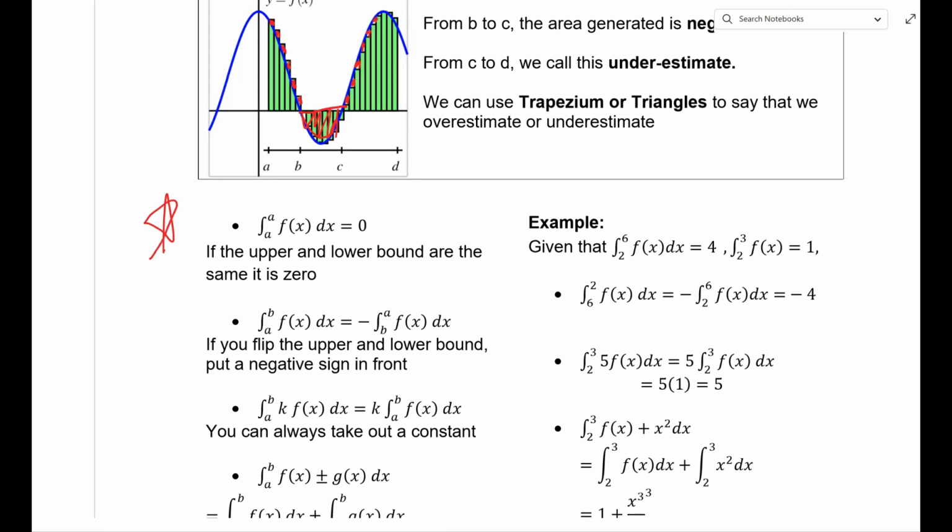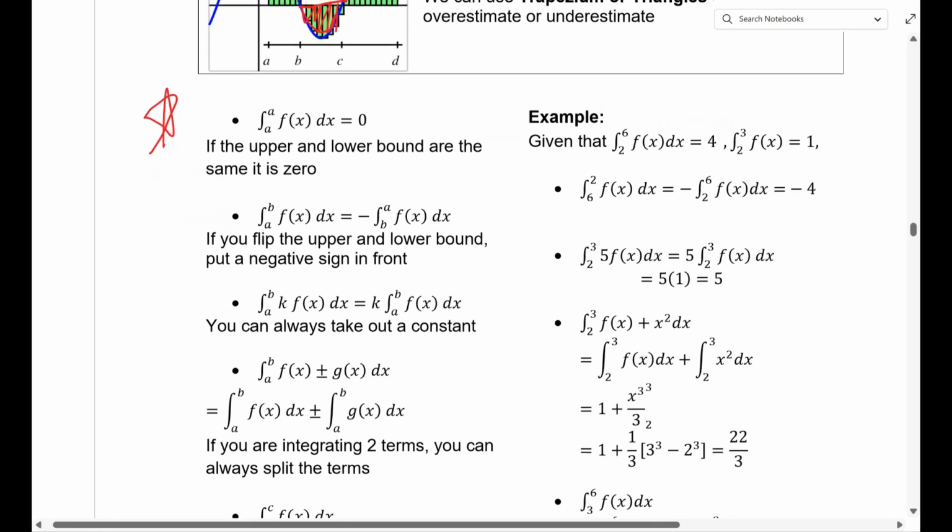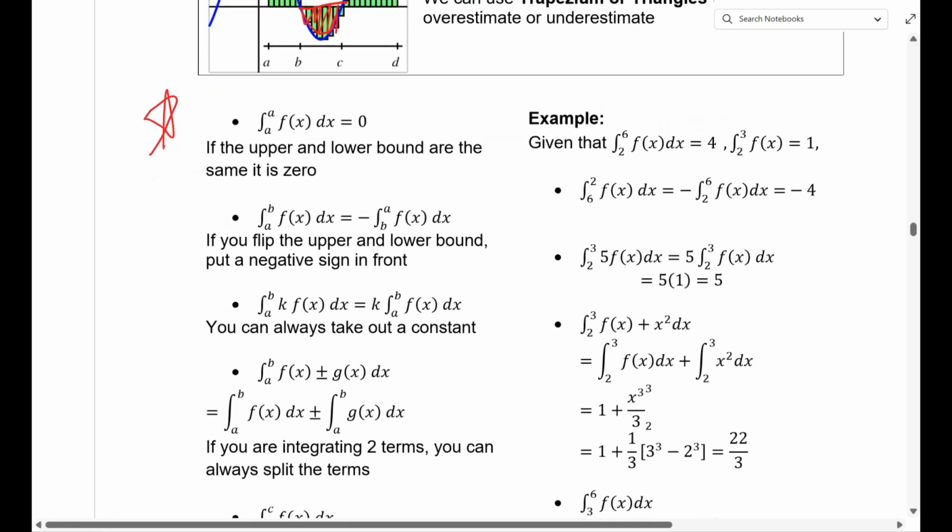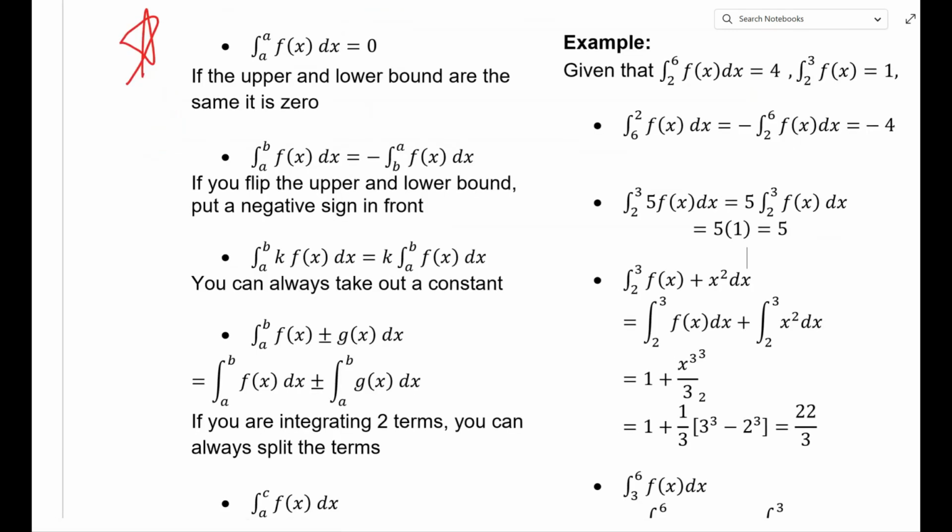Number 1. If the upper and lower bound are the same, then the definite integral will be equal to 0. Number 2. If you flip the upper and lower bound, you need to add a negative sign in front. And vice versa, if you add a negative sign in front of your definite integral, you'll flip the upper and lower bound. Number 3, you can always take out a constant, so your k is your constant, from a definite integral, and it will not affect the constant at all. So you'll just leave it outside.